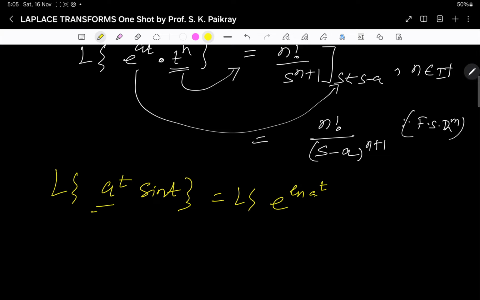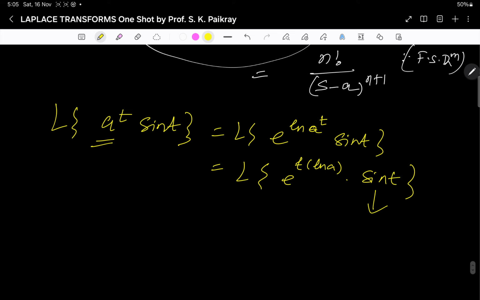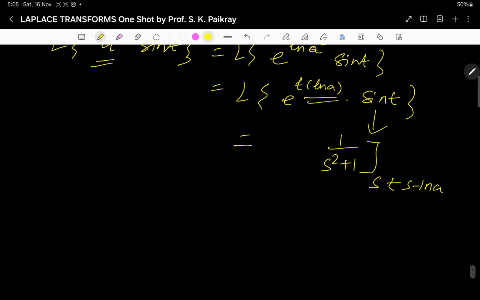So a to the power t will play the role of e to the power t ln a, so it is simply a to the power t sin t, is not it? So that means L of e to the power t ln a sin t. Now this sin t will give you 1 by s square plus omega square, omega being 1 here, and because of the first shifting theorem s is replaced by s minus ln a, is not it? So this is equal to 1 by (s minus ln a) whole square plus 1.